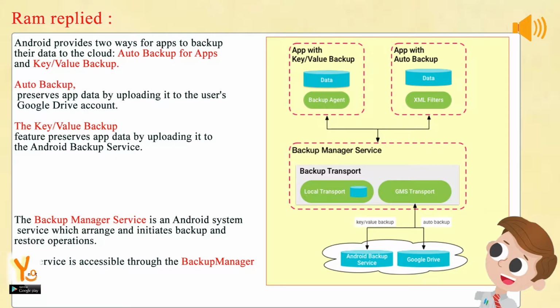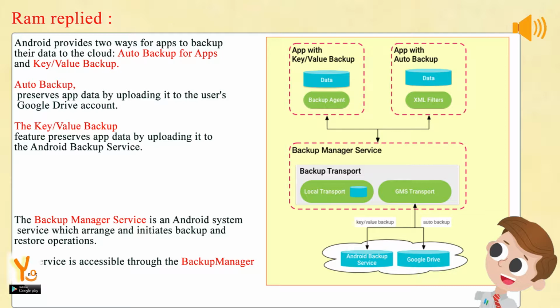Android provides two ways for apps to backup their data to the cloud: Auto Backup for apps, and Key Value Backup. Auto Backup preserves app data by uploading it to the user's Google Drive account. The Key Value Backup preserves app data by uploading it to the Android Backup Service.